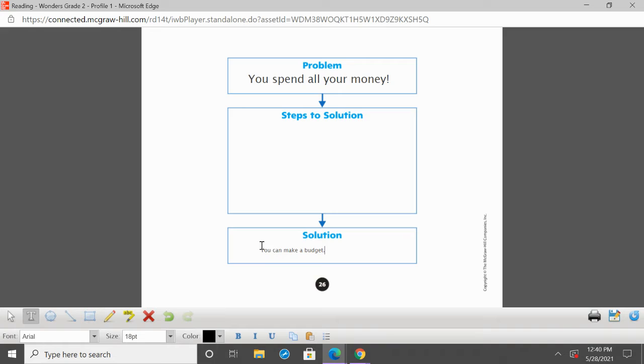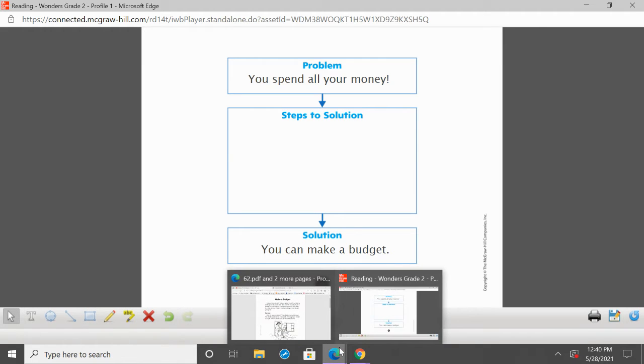But the issue is, we know that the answer is to make a budget, but we don't know how to do that. We don't know how we could actually make a budget or actually get to the solution. And that's why these steps to solution are important and why we need to add those in. And we need to find those steps by reading. So if you need to pause me while you copy these two things down, go ahead. And once you have them, unpause me.